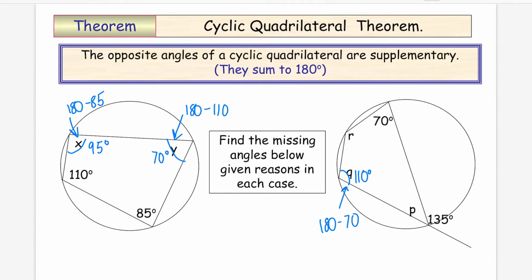And then to find P and R, we're going to have to use the 135 that I was given. So both P and 135 are on a straight line, so together they add up to make 180. At the moment we know that this part is 135, and therefore 180 minus that 135 is going to give me P, which is 45 degrees. Now that I know that P is 45, I can do 180 minus that and find that R is 135 degrees.